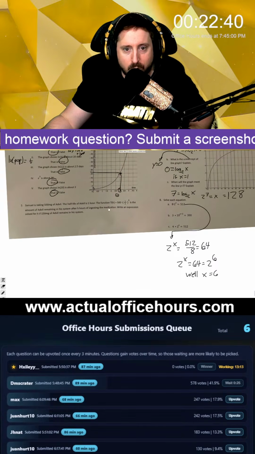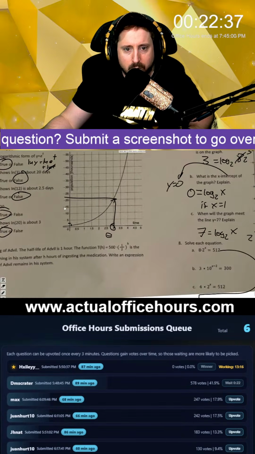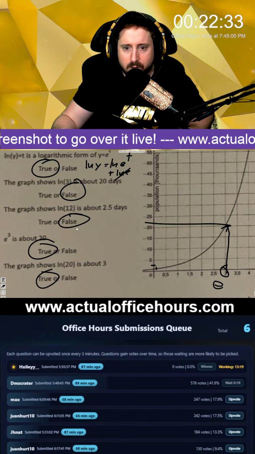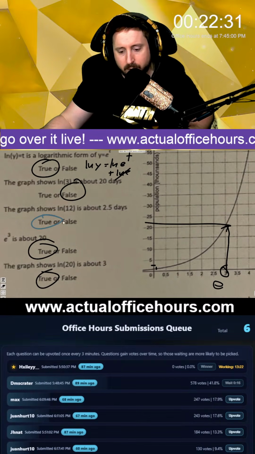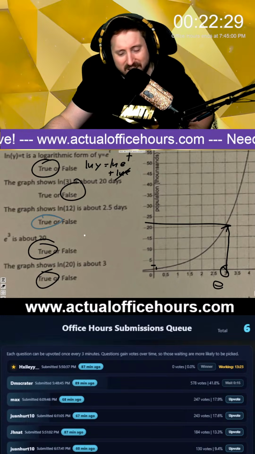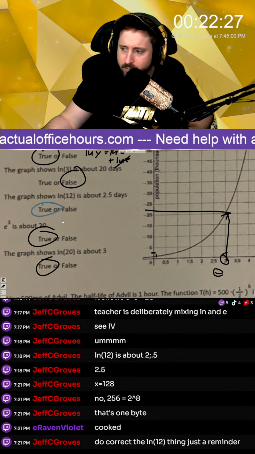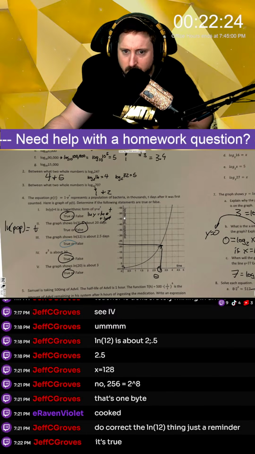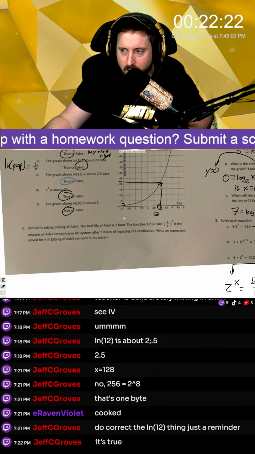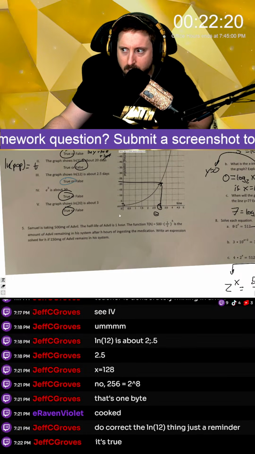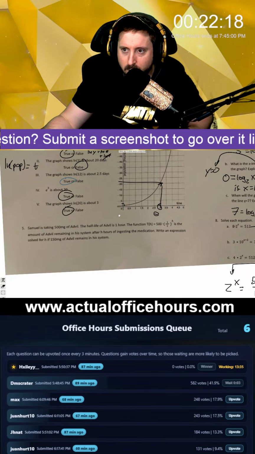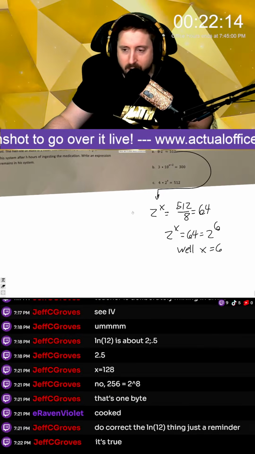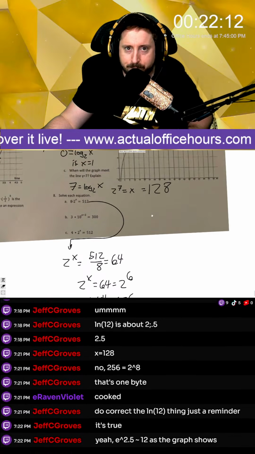Did I correct the ln of 12 one? Or was the ln of 12 one wrong? Was this one right or false? Sorry. Or I guess this was true, yeah. Okay, fine. Wait, no, is it true? ln of 12 is 2.5? It's true. ln of 12. e to the what is 12? Oh, I guess it makes sense, yeah. Okay.